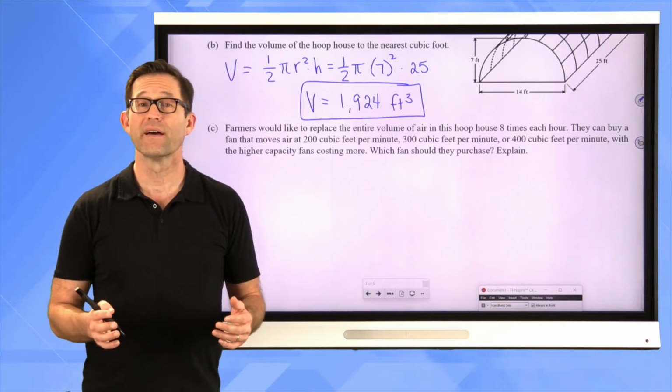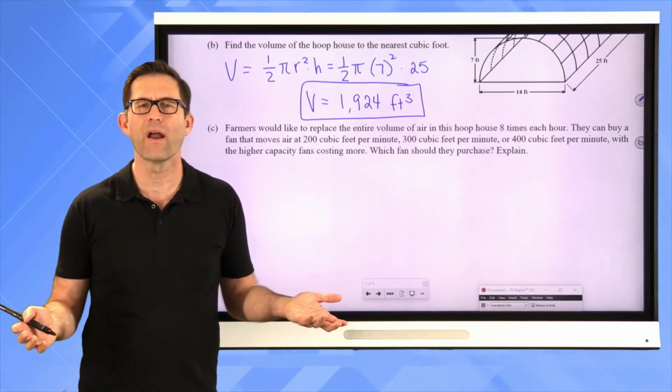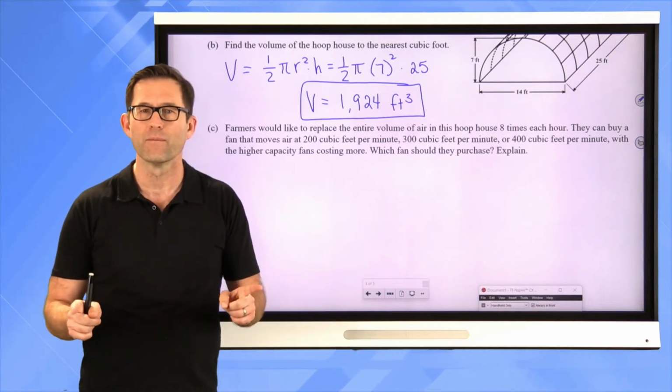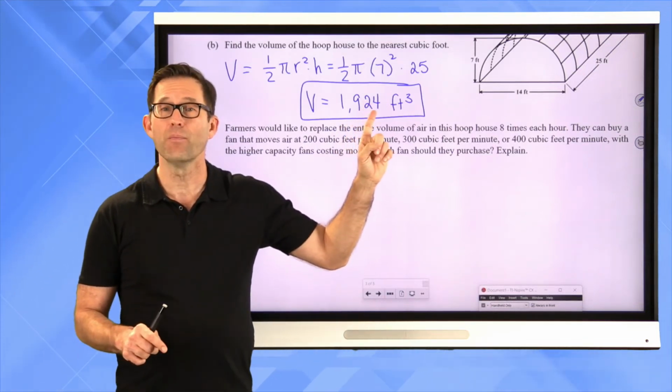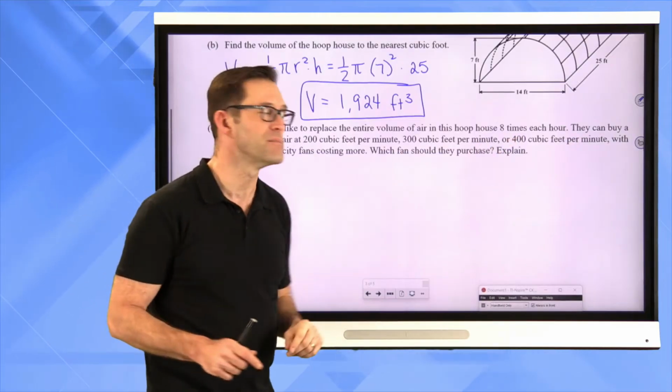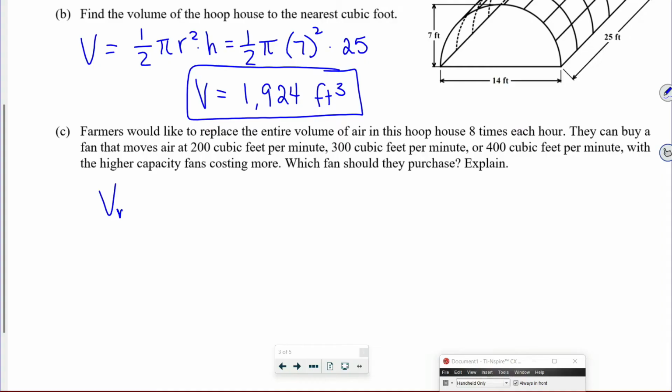All right, well, the first thing I'd like to know is just how much volume of air I need to move in an hour. This is how much volume is in the hoop house, but I'm going to move it 8 times each hour. So I'm going to say the volume moved must be 1,924 times 8. This is how much I have to move in an hour.